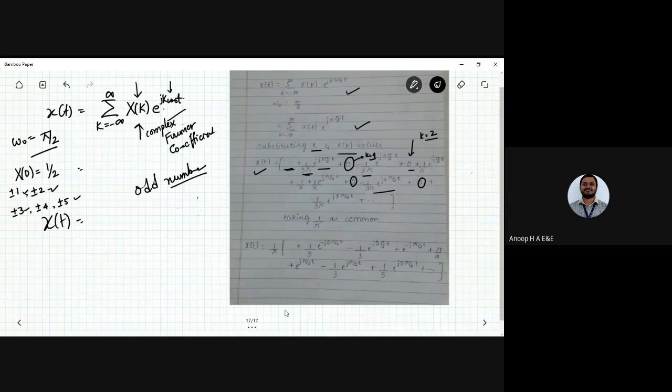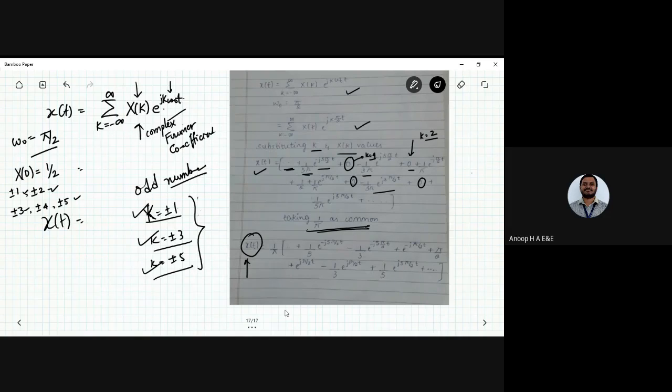Whatever k value you give for x of k, the k value would be plus or minus 1, plus or minus 3, plus or minus 5. For the k values that have been listed out here, you are going to get the terms here. If you observe it carefully, later on you will be getting the value of x of t with the 1 by pi term taken as the common factor. Unless and until you do the problem, substitute it, and get it, you will not be able to understand.